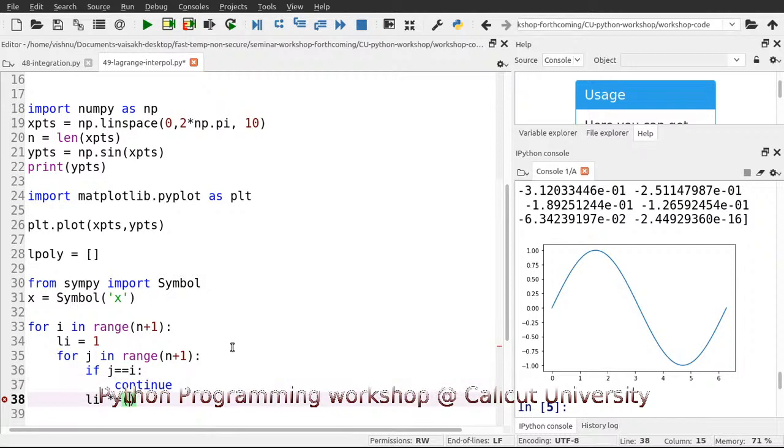So what should we multiply? x minus xj, so the x values are here. x minus x points, the xj values we require, divided by xi minus xj. xi minus xj.